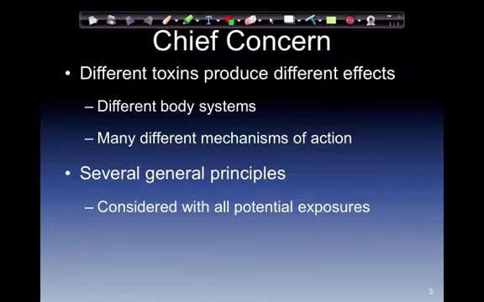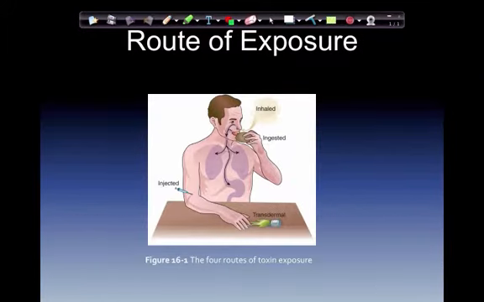Several general principles. Consider all potential exposures. We should look at any potential exposure where the patient would need decon, as it could pose a scene safety hazard. Route of exposure. Next picture we're going to look at is figure 16.1, four routes of toxic exposures, and they are ingestion, inhalation, transdermal, and injected. And this is in your book, figure 16.1.